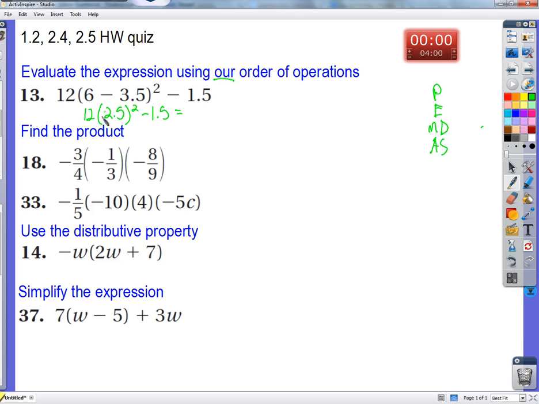The square is only for 2.5, and that's only because that's how we agreed to write it down. If I write it like that, and I put a number, and a little number above it, then I mean just this number times itself. So 12 times 2.5 times 2.5 is what?